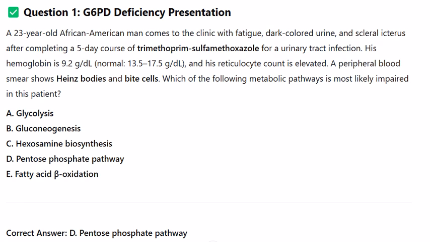Which of the following metabolic pathways is most likely impaired in this patient? A. Glycolysis. B. Gluconeogenesis. C. Hexosamine biosynthesis. D. Pentose phosphate pathway. E. Fatty acid beta-oxidation. Correct answer D.